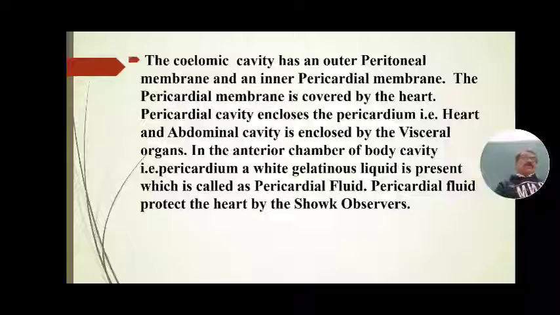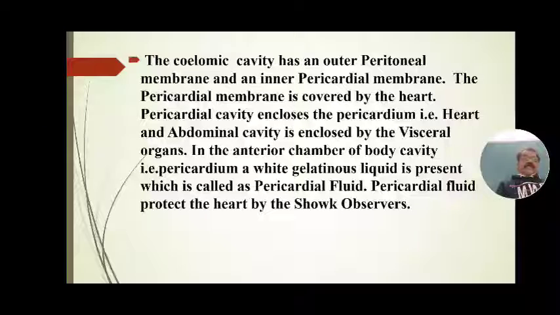The coelomic cavity, or the coelom, of Wallago attu has an outer peritoneal membrane. The coelom cavity is covered by cell layers. Two cell layers are present in the coelom: the outer cell layer is called the peritoneal membrane and the inner cell layer is called the pericardial membrane.